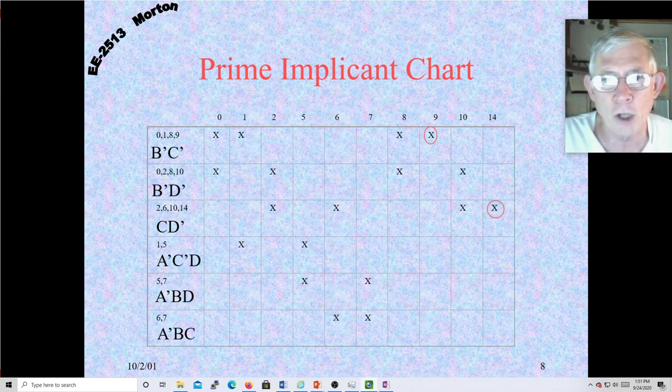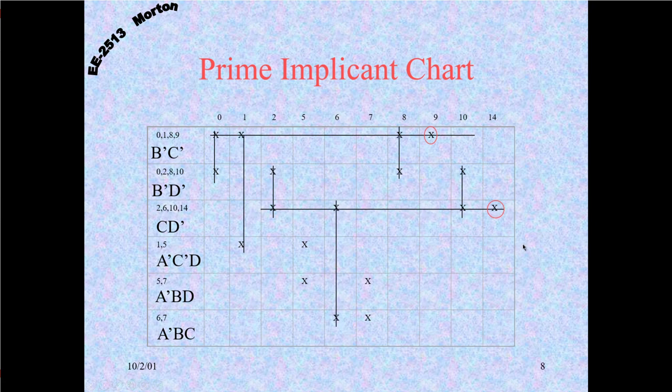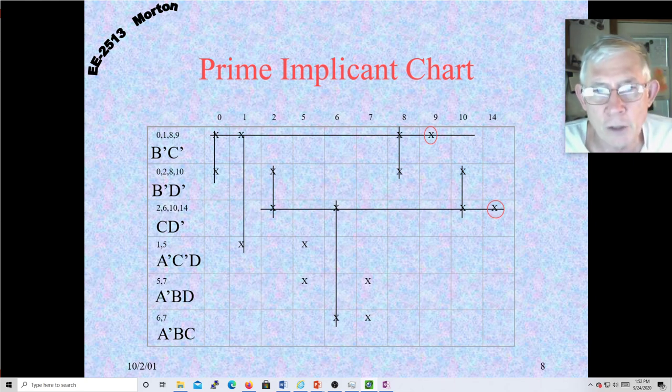So what we do is we draw a line through our essentials, like that. And then every X that we cover, we draw a vertical line, zeroing out that column, so we know we don't have to worry about the min terms in that column. So we go ahead and cover those all. And then we stand back and we look at this chart, and what do we see? What's left? Is there anything left? Are there any minterms that are not crossed out? And the answer is, well, yeah, there are. Minterm 5 and minterm 7 have not been crossed out.